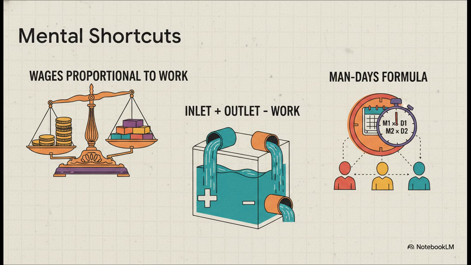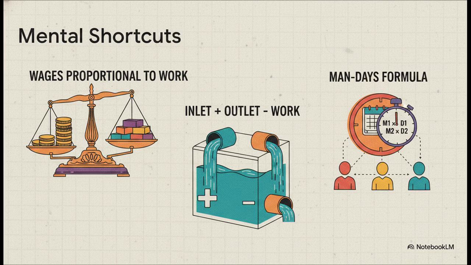All right, let's rapid fire through some essential mental shortcuts. Think of these as your exam cheat codes. First up, wages. Never, ever distribute wages based on how long someone was clocking in. Distribute wages strictly based on the actual units of work they completed. Period. Next, pipes and cisterns. Guess what? It is the exact same concept as time and work. An inlet pipe filling a tank, that's just someone doing positive work. An outlet pipe emptying the tank, that's just negative work.